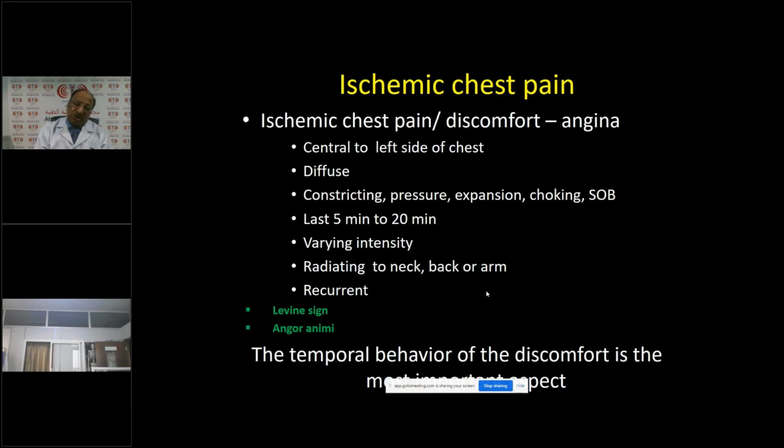The other thing which is also useful, and I use it very often, is angor animi. Many a time the patient feels a sense of impending doom, and this is very specific for ischemic cardiac pain. Most other pains do not have this, the sense of impending doom. You can ask the patient whether they feel like that. And the temporal behavior, that is the coming and going and multiple episodes, is the most important feature of angina.